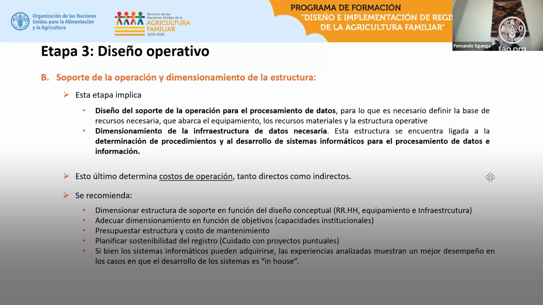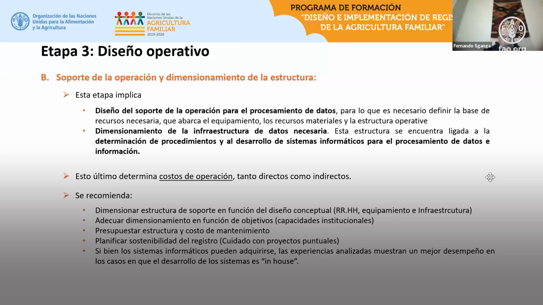And also, this is quite a totally different topic, about how we manage all this information and then how we will support the information. The design has to include what resources we need to achieve this. It has to include, of course, not only the equipment, but material resources and the operational structure, the infrastructure.